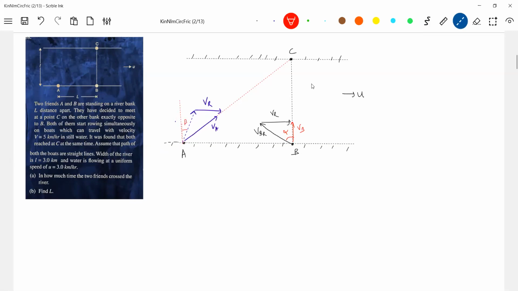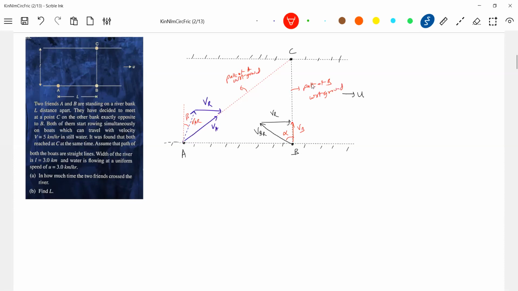Any symbols you can take help of, not vertical. Okay, let this be beta. With respect to vertical or any of the symbols you can take help of. So this alpha, this is VAR. What is this dotted line? Path of A with respect to ground. Path of B.